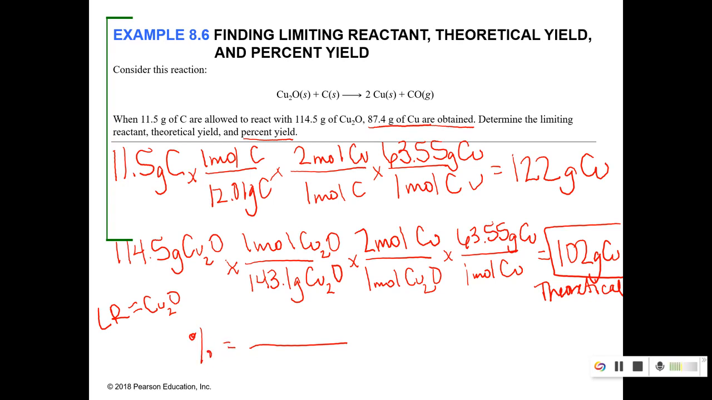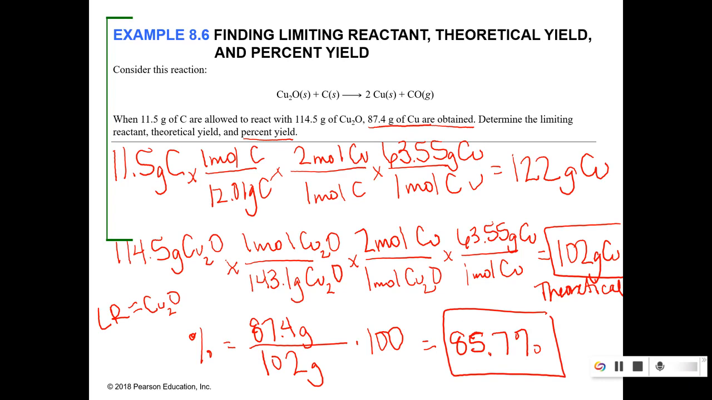And then now we're going to do our percent. So the 102 goes on the bottom. 87.4 grams goes on top, because that's our actual over theoretical. We're going to times it by 100. I get 85.7% yield.